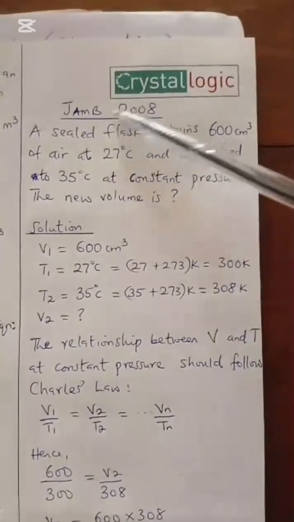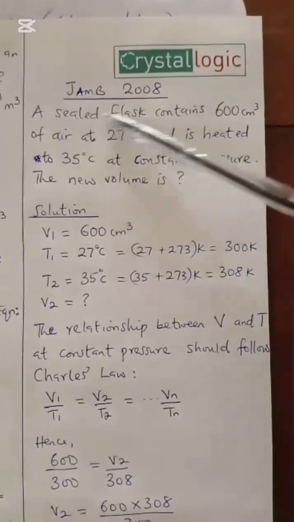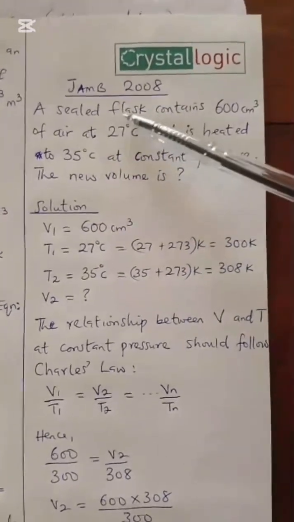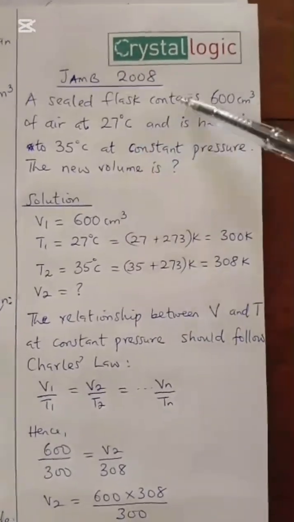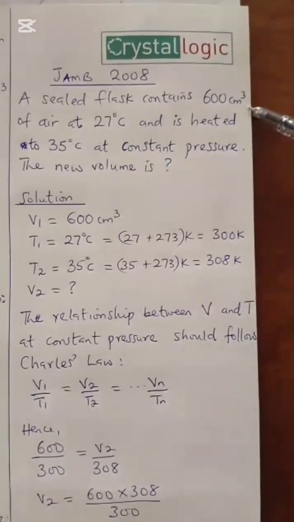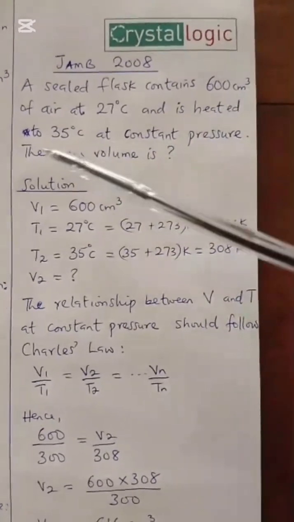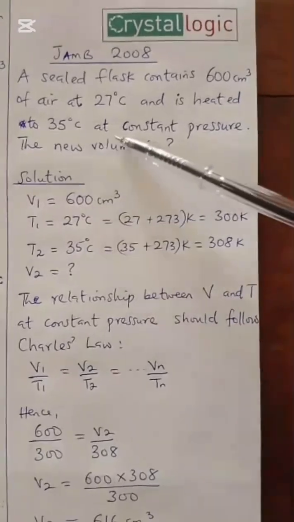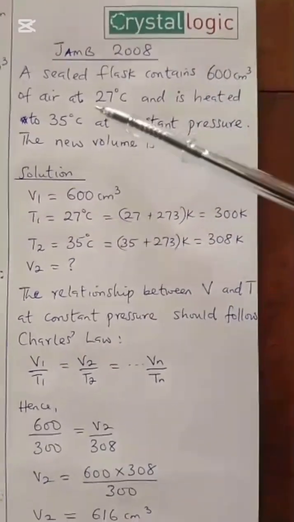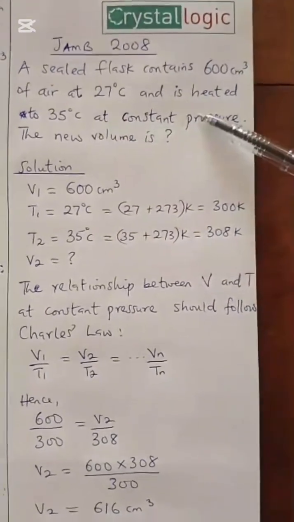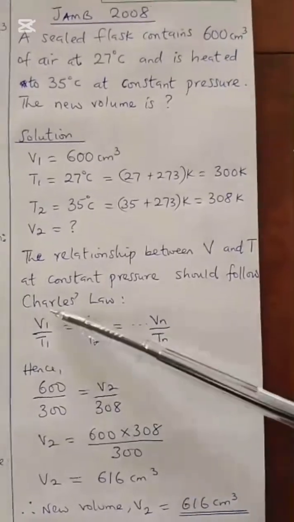So let's look at another question from JAMB of 2008. A sealed flask, okay, the flask is sealed. That means the mass is constant. It contains 300 centimeter cube of air at 27 degrees centigrade and is heated to 35 degrees centigrade at constant pressure. So you are looking at volume and temperature at constant pressure. That should tell you it should follow Charles's law.